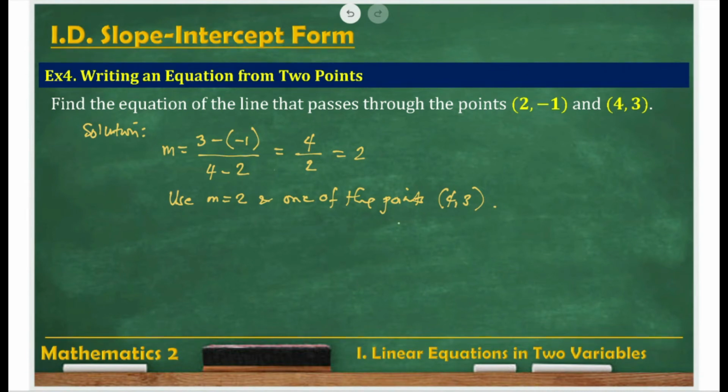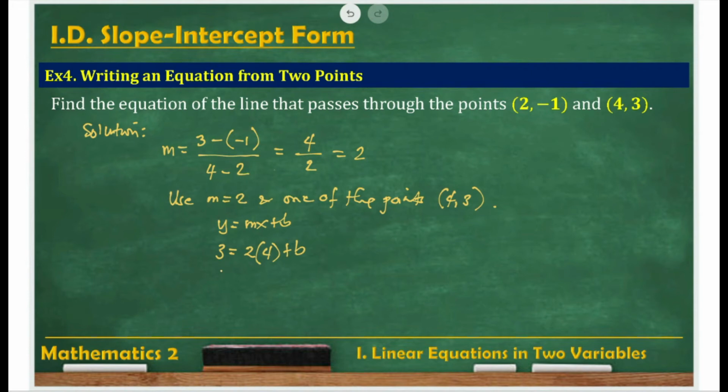So we will substitute m equals 2, x equals 4, and y equals 3 in the slope-intercept form, y equals mx plus b. Starting with the form y equals mx plus b, we don't know the value of b yet. So we can substitute 2 for m, 4 for x, and 3 for y. So we replace y by 3, then m by 2, x is replaced by 4. So this is 2 times 4, then you have plus b.